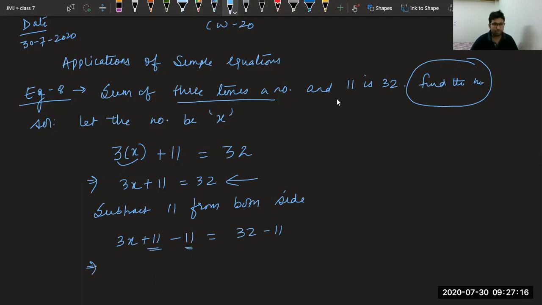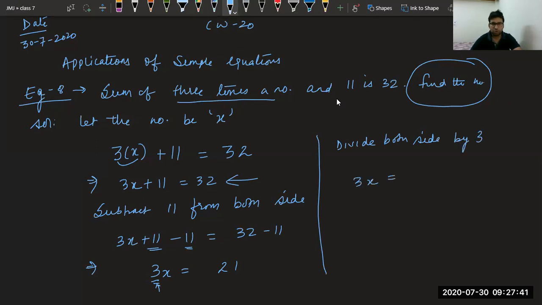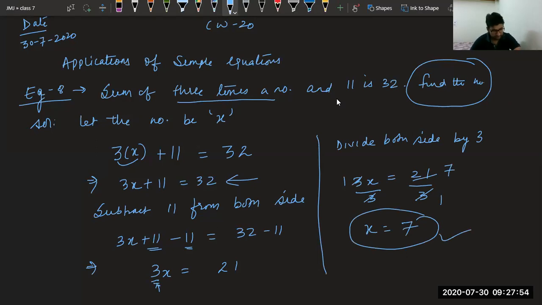So these two will cancel, become 0. So 3x is equal to 32 minus 11, which is 21. Finally, we have to remove this 3. What will we do? To remove this 3, we will divide both sides by 3. This becomes 3x upon 3 equal to 21 upon 3. So 3 and 3 will cancel, and we will get x equal to 7, since 3 sevens are 21. x equal to 7 is the right answer.